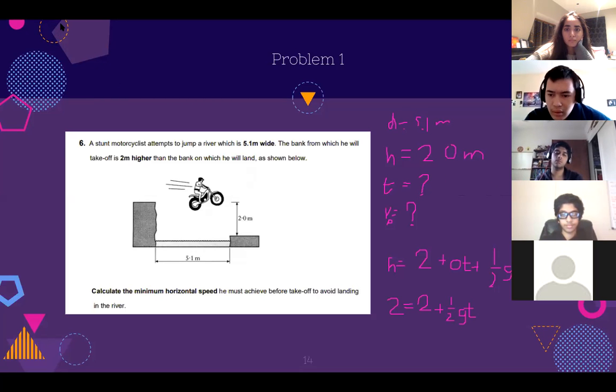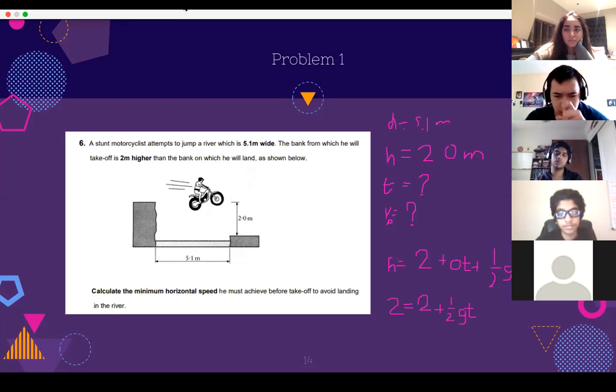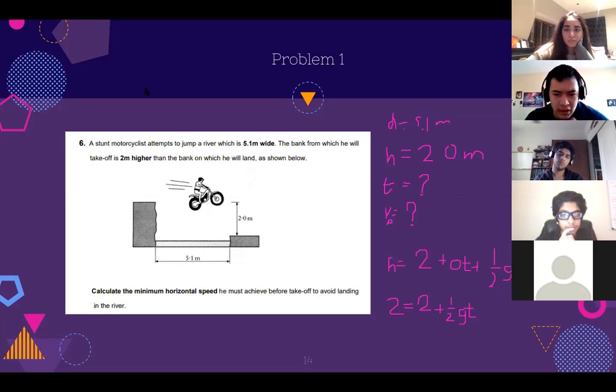Wait, no, this isn't gonna be 2. This is 0, right? Sorry, my brain isn't working. So this is the initial height, and this is the final height. So I'm gonna replace this with D because that'll make more sense. No, I'm sorry. We're gonna make that H1 because why not?